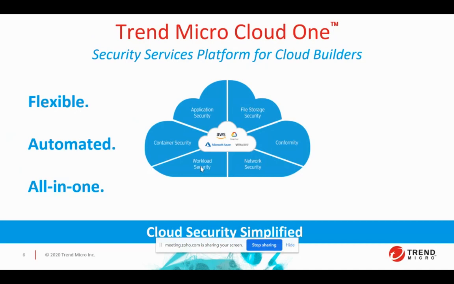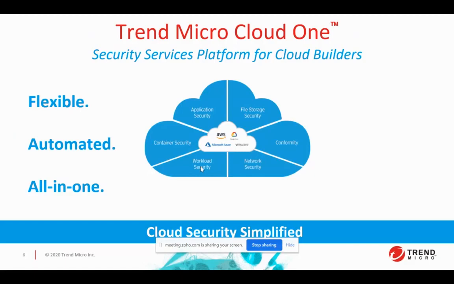And it is flexible, automated, and all-in-one. As I said earlier, all these modules available here are automated, because you can integrate the AWS account or Azure or GCP account through the API, and after that, whatever provisioning or decommissioning happens in the cloud environment, the changes will be applied from Cloud One automatically. And this is an all-in-one, comprehensive platform, so you will get visibility in a single console.